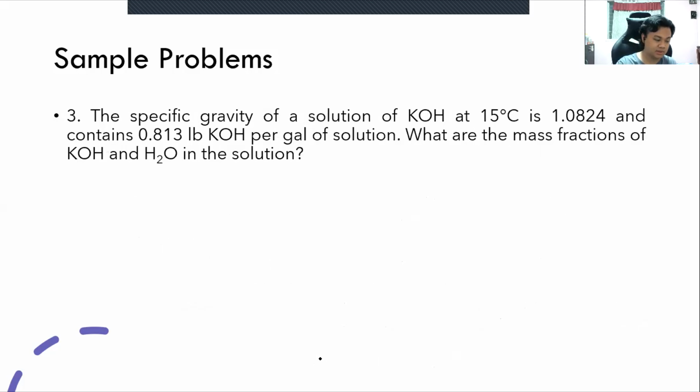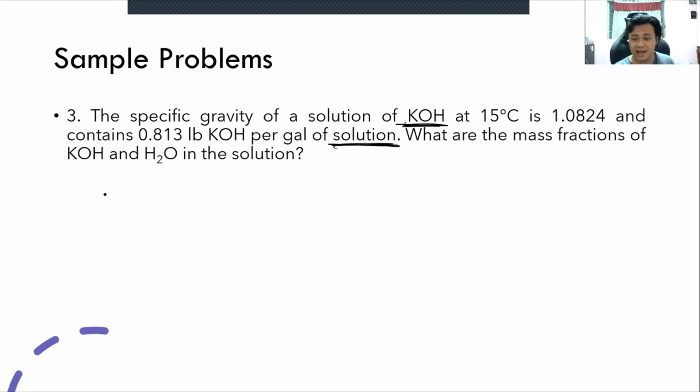Okay, next problem. The specific gravity of a solution of potassium hydroxide at 50 degrees Celsius is 1.0824, and it contains 0.813 pounds of potassium hydroxide per gallon of solution. What are the mass fractions of KOH and H2O in the solution? What will we use as basis? We are given this is in solution.